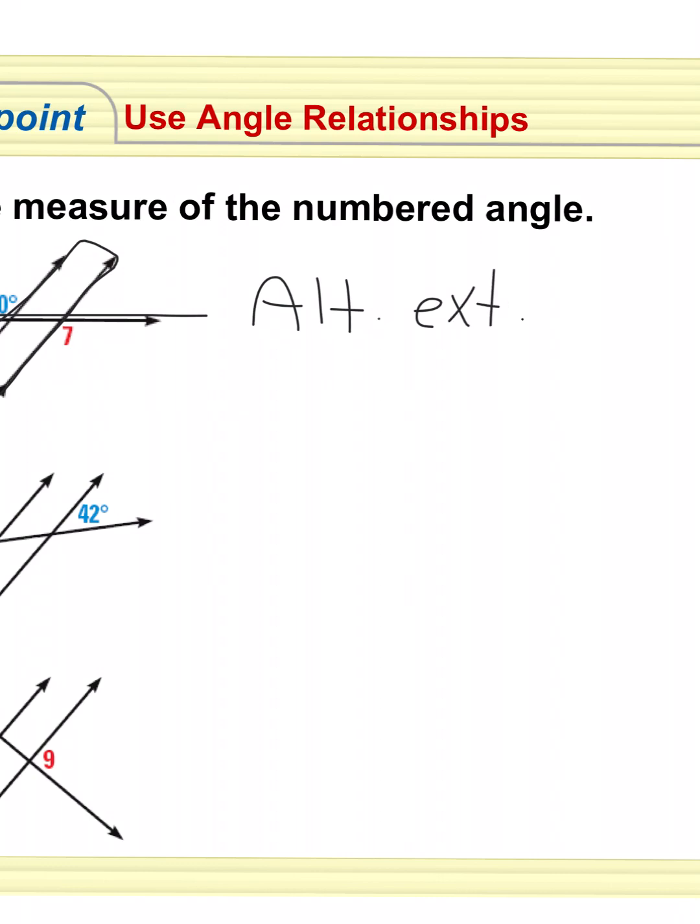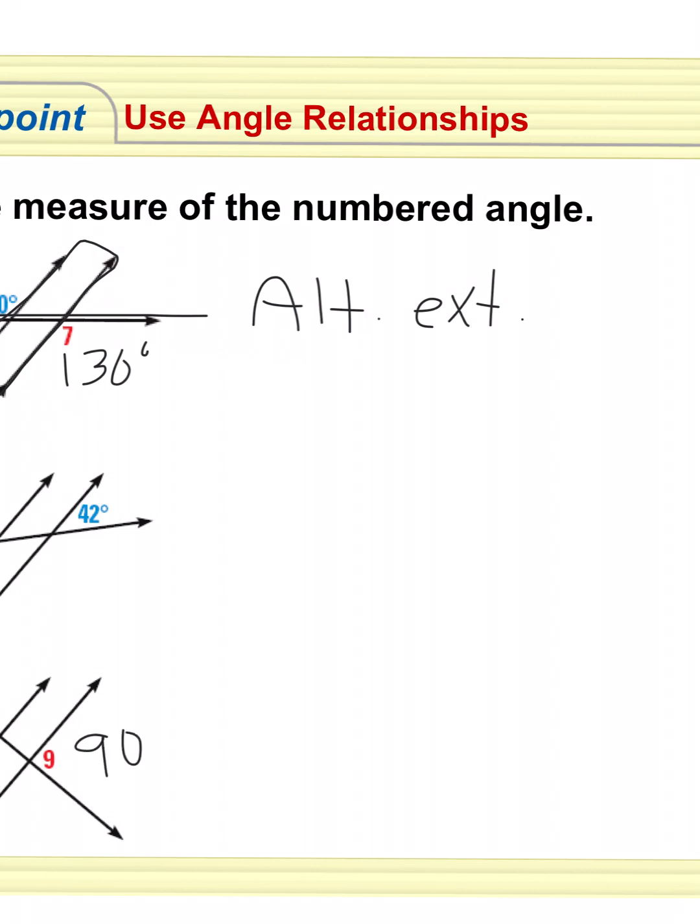What do we know about alternate exterior angles? Same. They're the same. So what's measure of angle 7? 130. Number 8, they're all alternate exterior. So what's measure of angle 8? 42. What's measure of angle 9? 90.